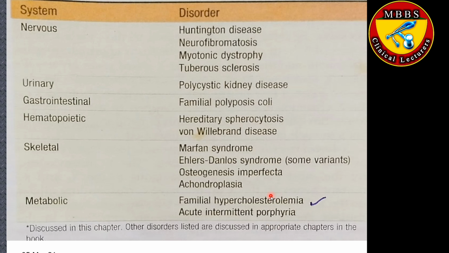So this is the list of autosomal dominant disorders given in your Robbins. Kindly go through them. You need to learn a few of them, at least two from this: Huntington's and neurofibromatosis, polycystic kidney disease, then von Willebrand disease, hereditary spherocytosis, familial polyposis coli. Then it is very important to remember the names of those associated with musculoskeletal disorders, and familial hypercholesterolemia, very important. So these are the autosomal dominant disorders affecting the systems. Kindly learn them.